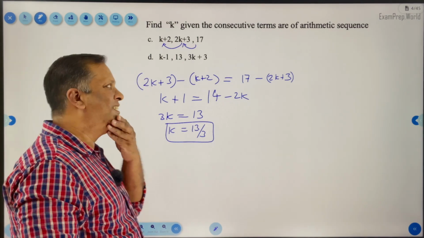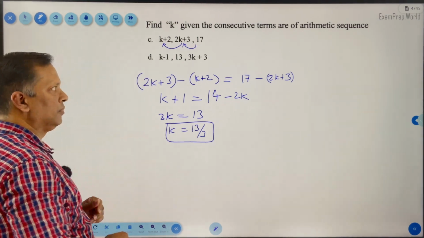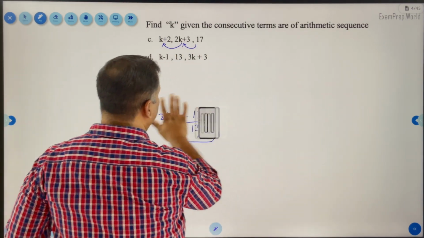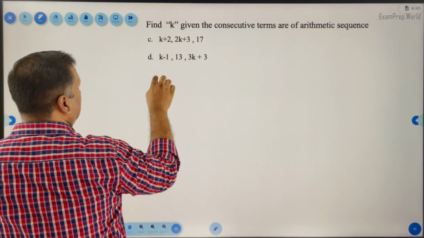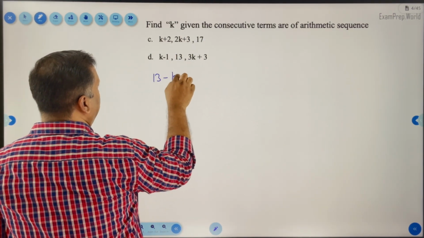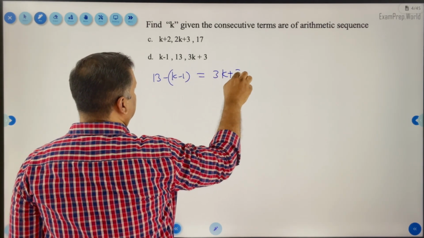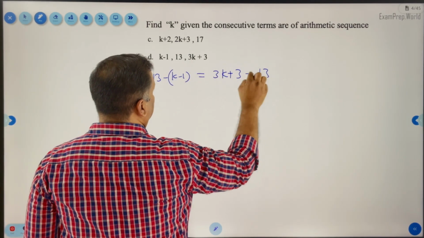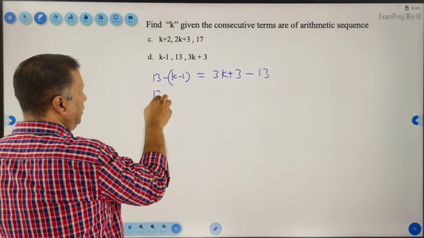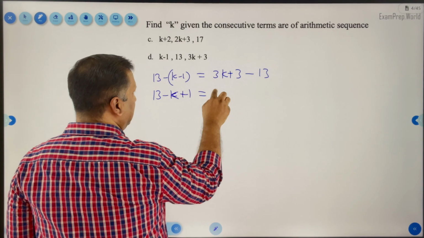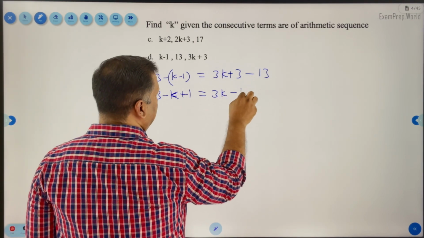Okay, now let's do the next one. Same thing we do here for the next question also. We will write 13 minus k minus 1 should be equal to 3k plus 3 minus 30, right? So it is 13 minus k plus 1. When I am opening the bracket, the symbol changes. It is 3k minus 10.